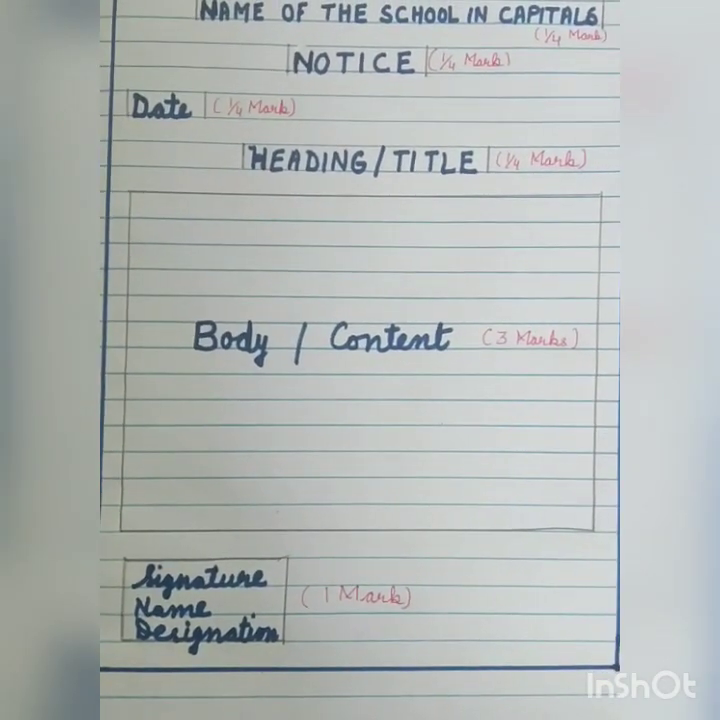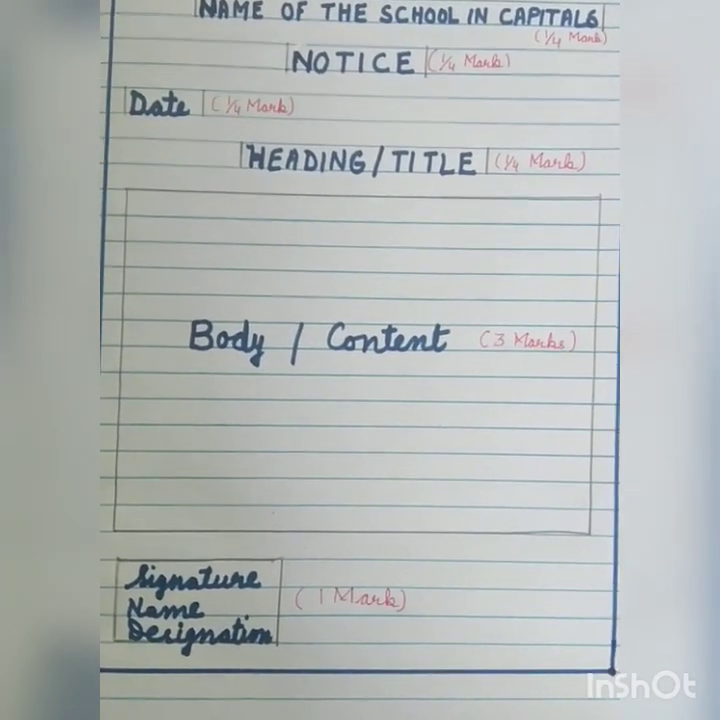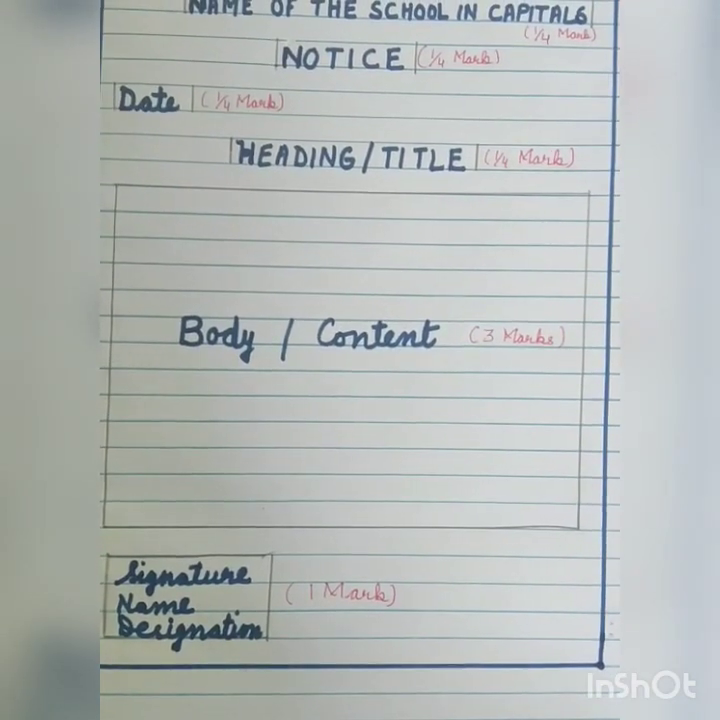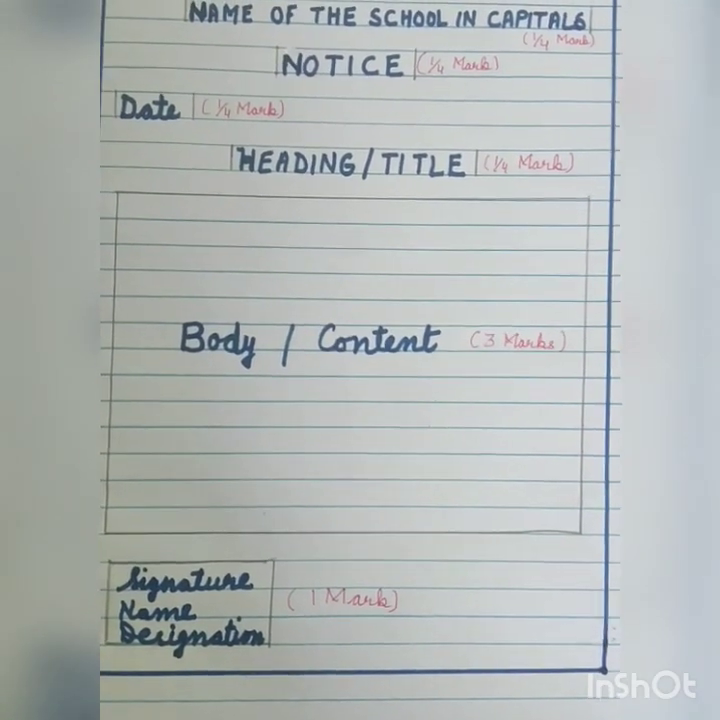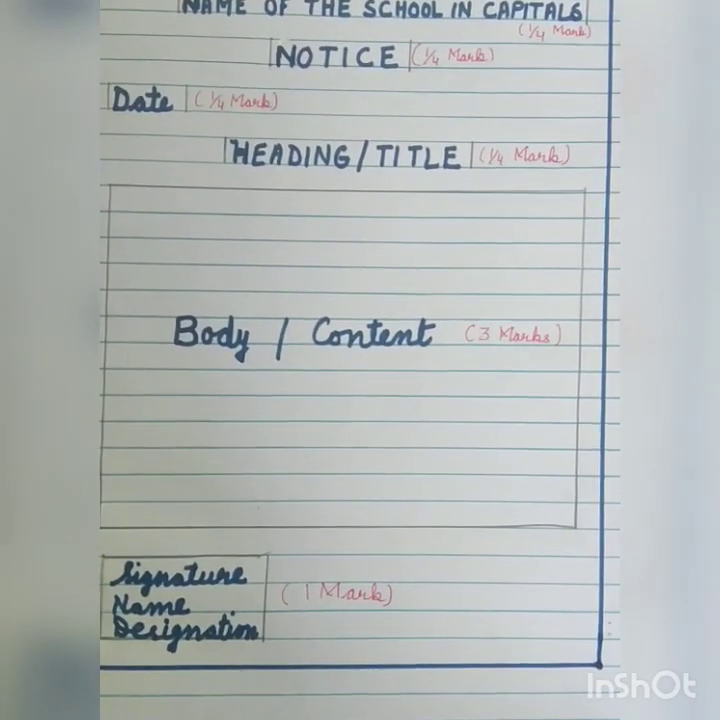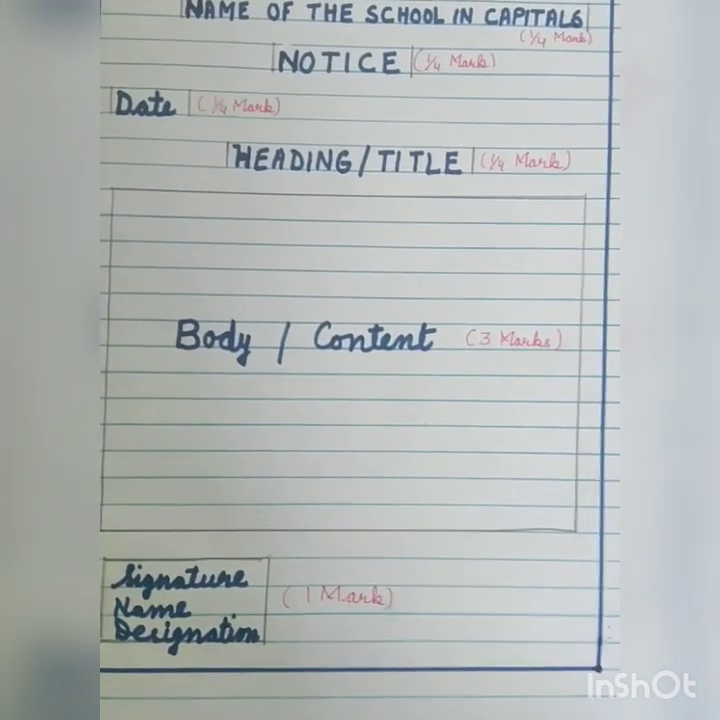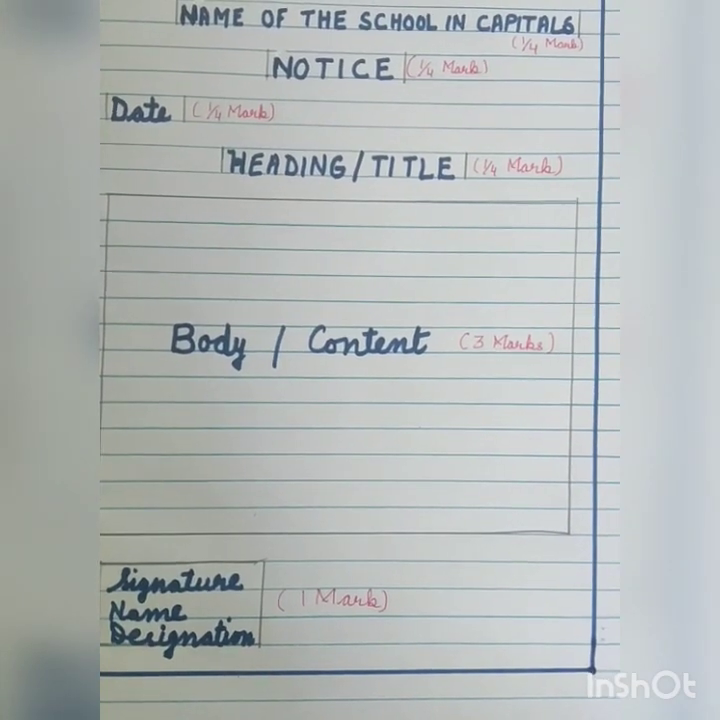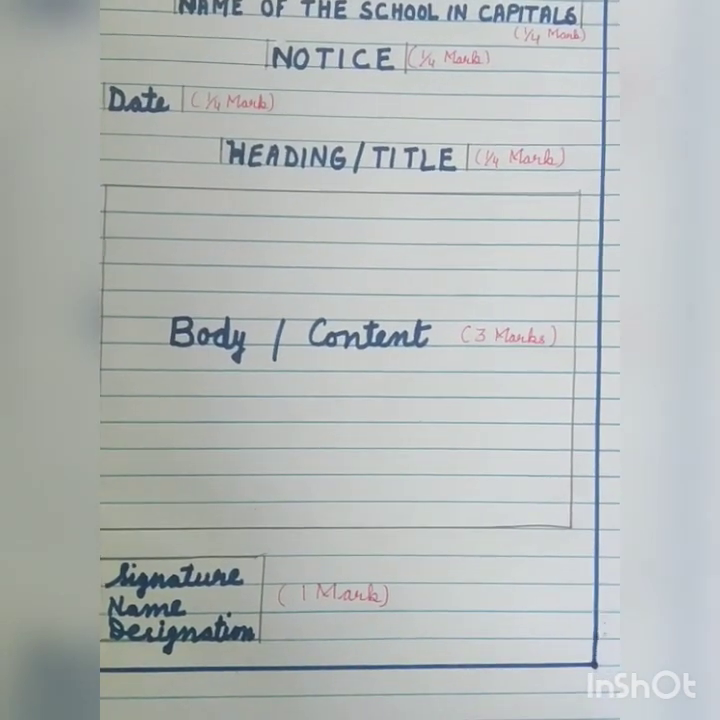At the same time, I would like to tell you how the marks have to be distributed during your exams, right? Suppose the notice carries 5 marks. So how are the marks distributed for the different parts of the notice? In the beginning you have seen, you have written the name of the school, then the word notice, then the date, then the heading or title. These 4 things carry 1 mark in total.